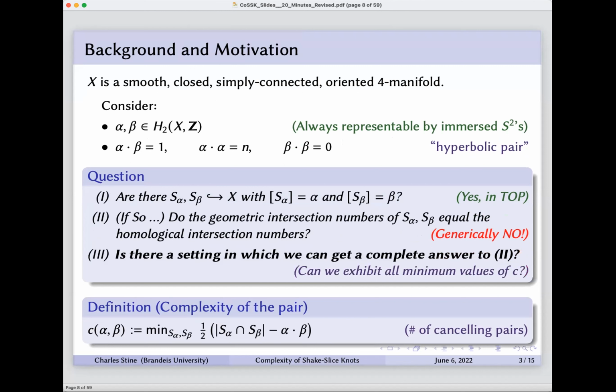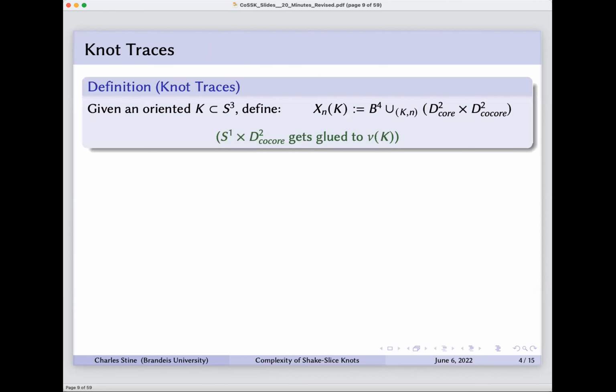So here's the motivating question of today's work: is there any setting, even a very restricted setting, in which we can get a handle on both of these questions? That is, we can get a positive answer to one, and we can get pretty complete information about question 2. And in particular, can we exhibit all possible values of this complexity? And so I'd like to propose such a setting.